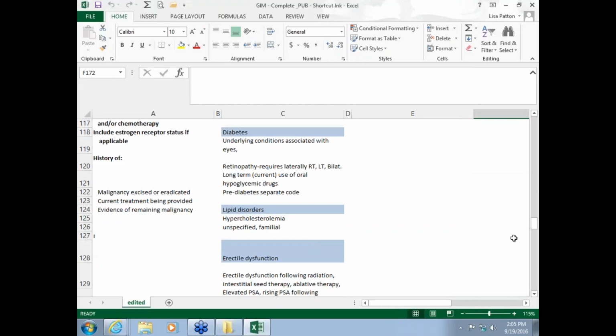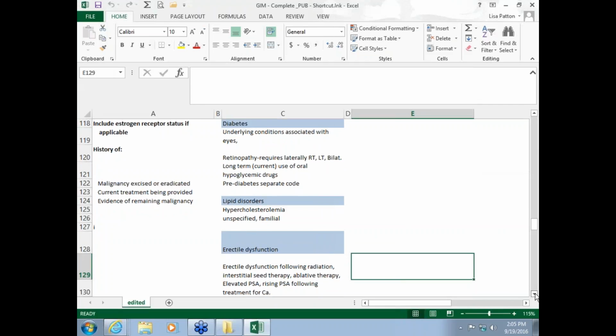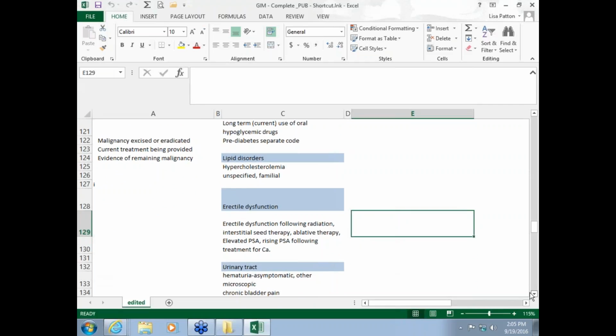Lipid disorders, hypercholesterolemia is unspecified or familial. And then, like Donine said, with the erectile dysfunction, they've added the following whatever kind of therapy they had for prostate cancer.